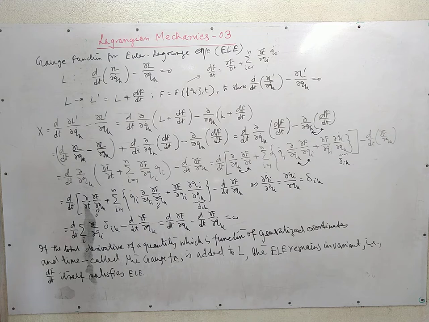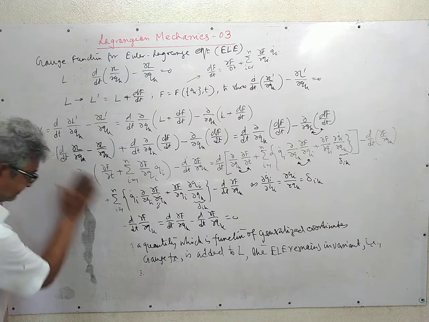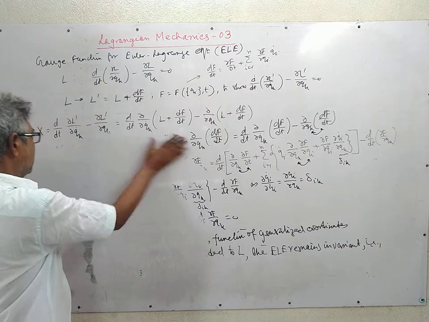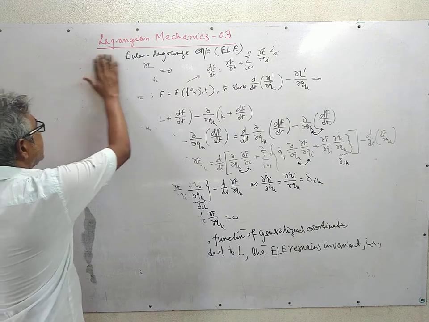This is one very important concept in connection with the Euler-Lagrange equation, which we shall use immediately to prove that the Euler-Lagrange equation remains invariant under Galilean transformation. This property will be used several times in our course of discussion of Lagrangian mechanics. So this f is the gauge function, and df/dt itself satisfies the Euler-Lagrange equation, provided that f doesn't have any dependence on generalized velocities.